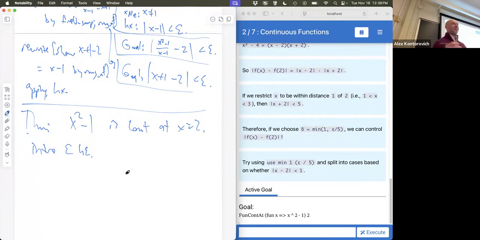And now what value of delta should we use? Now you have to, I don't know how you like to do it. I have to draw a picture. Okay, x squared minus 1 is a parabola. Here's x squared minus 1. Let's see, the roots are at minus 1 and plus 1. When x is equal to 2, what's the value over here? 4 minus 1 is 3.